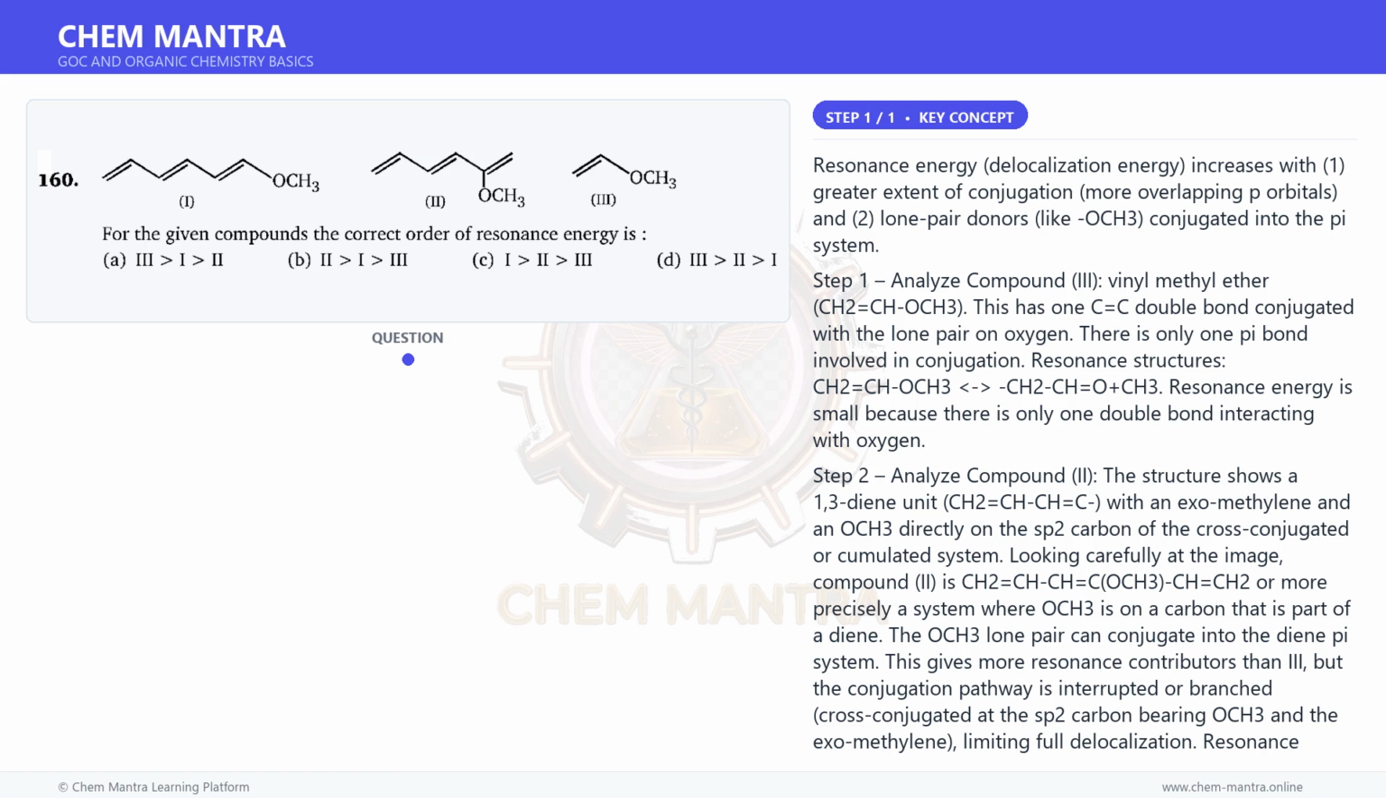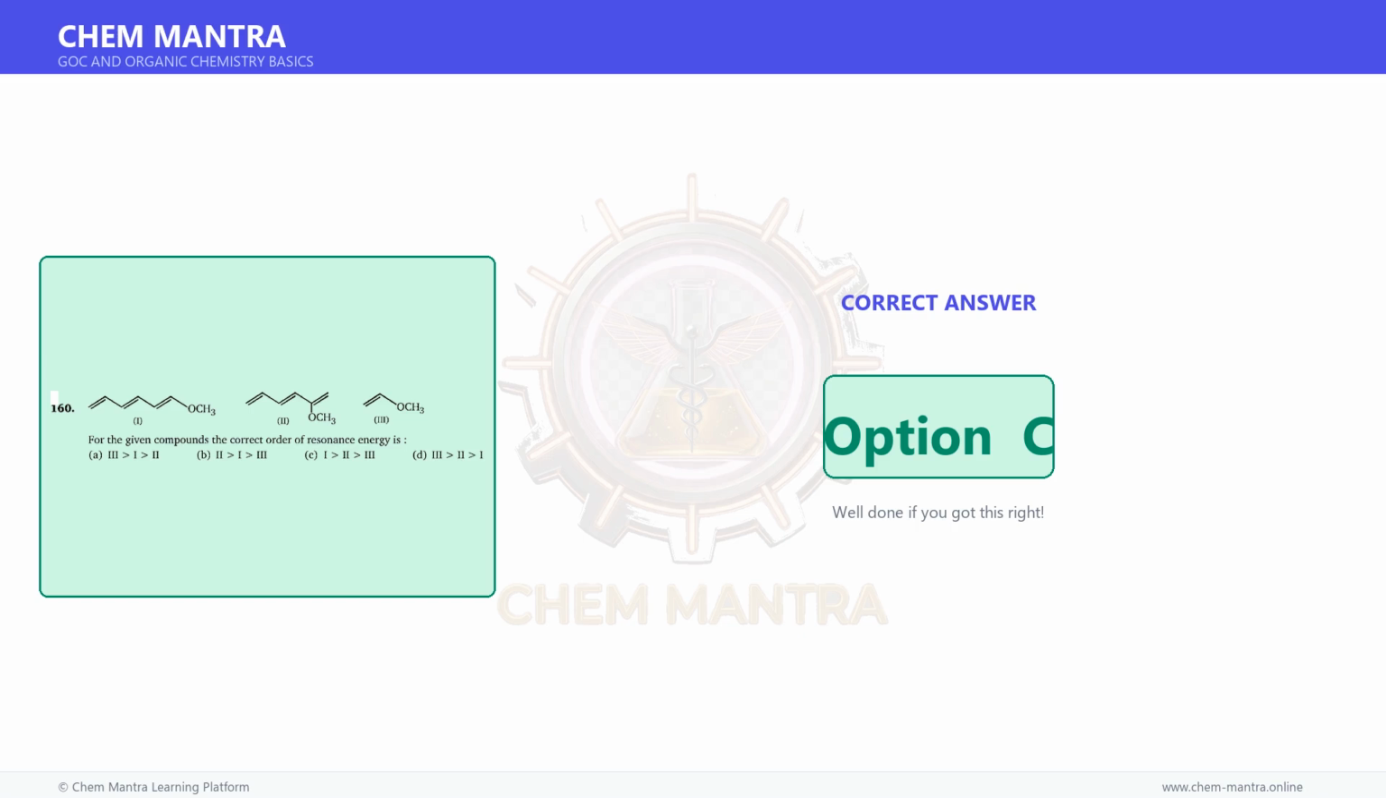A. 3 > 1 > 2, incorrect. 3 has the fewest conjugated bonds so cannot be highest. B. 2 > 1 > 3, incorrect. 1 has more extended conjugation than 2. D. 3 > 2 > 1, incorrect for the same reason as A. Therefore, the correct answer is option C.